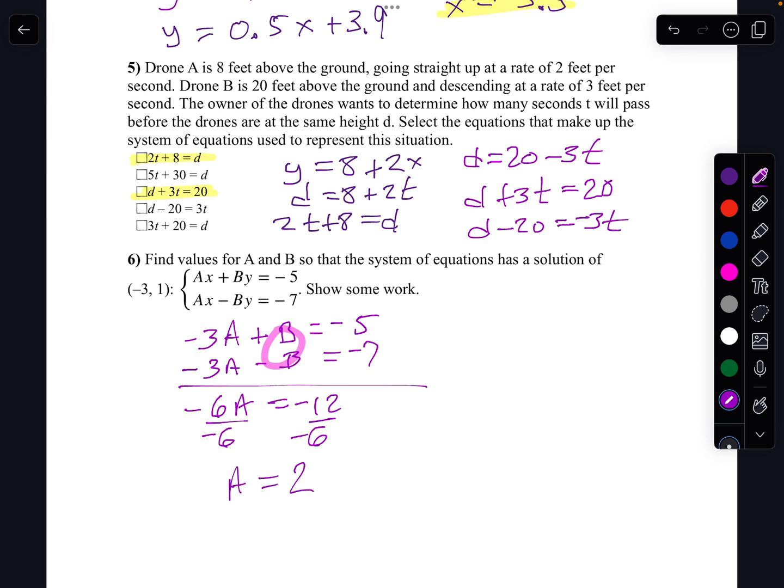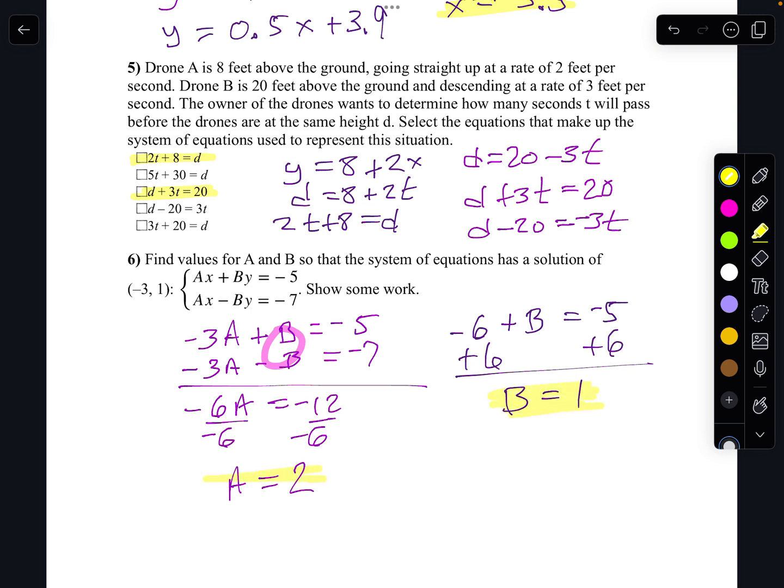Now let's use our first equation and let's solve for b. So in our first equation, a is 2, so we're going to say negative 3 times 2 is negative 6 plus b equals negative 5. We add 6 to both sides. B equals 1. And there's your answer. A is 2 and B is 1.